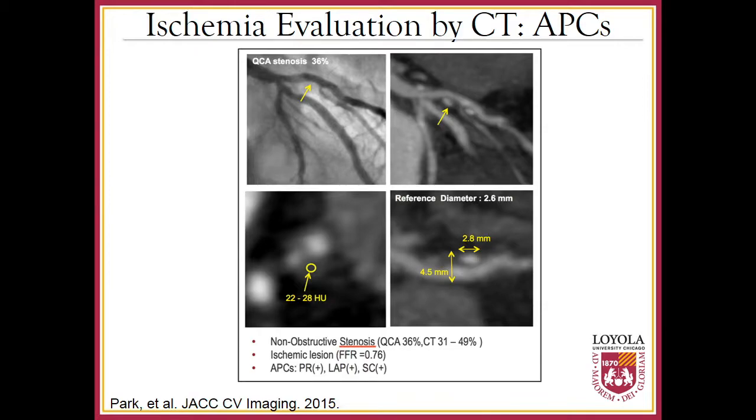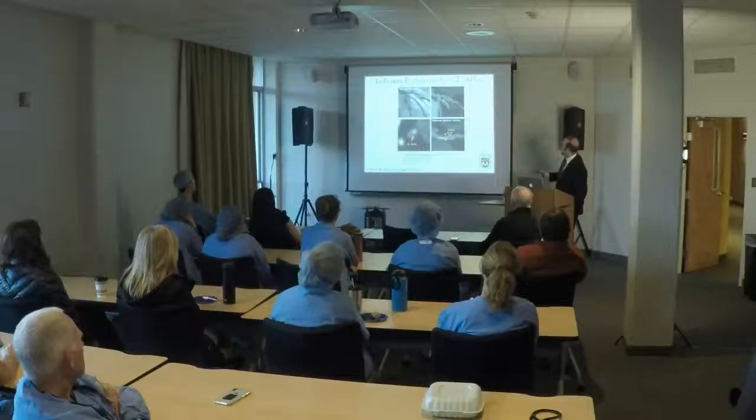Now, this is the same patient's CT image, and you can appreciate the large plaque burden. This white here is calcium. This grayish appearance is non-calcified plaque. And so this whole segment is caked with atherosclerosis.